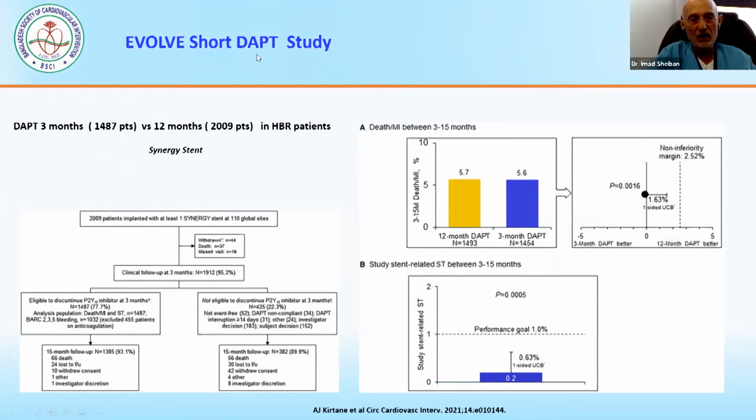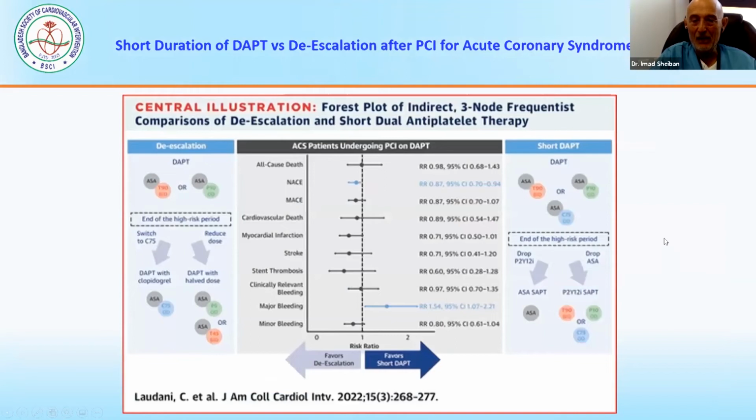The Evolve Short DAPT study done with the Synergy stent, again, one of the stents mostly used today in our clinical practice, showing again no difference in clinical outcome, that is death and myocardial infarction, between 3 and 15 months, while the stent-related ST signal, that means stent thrombosis, is not changed, and the bleeding events are reduced.